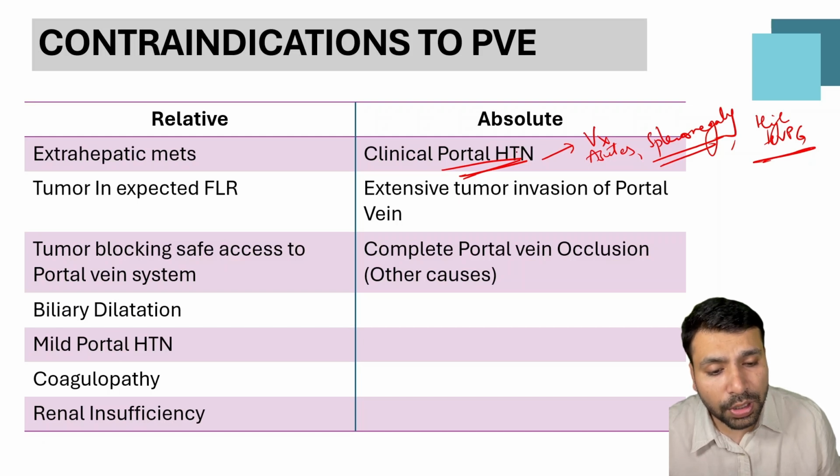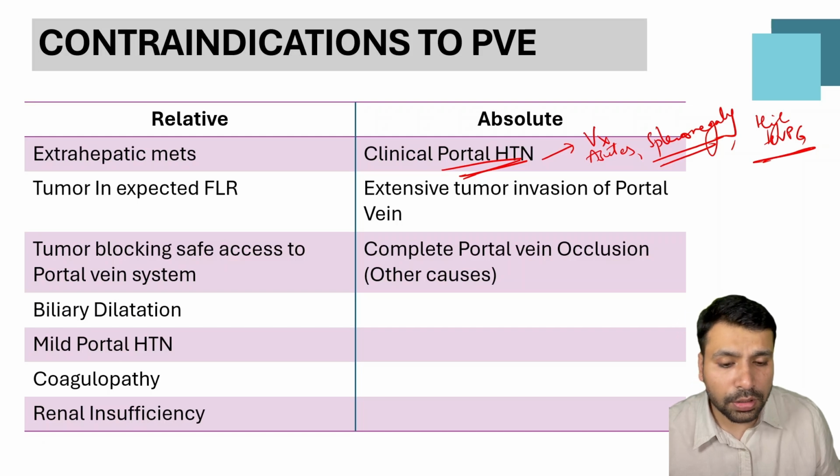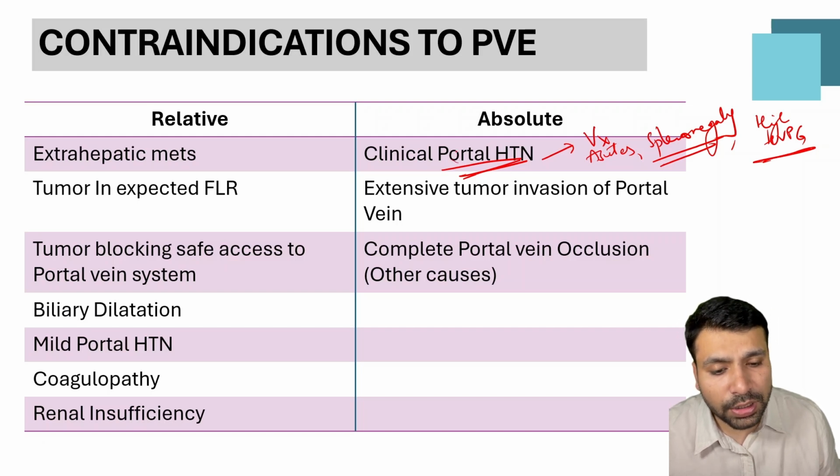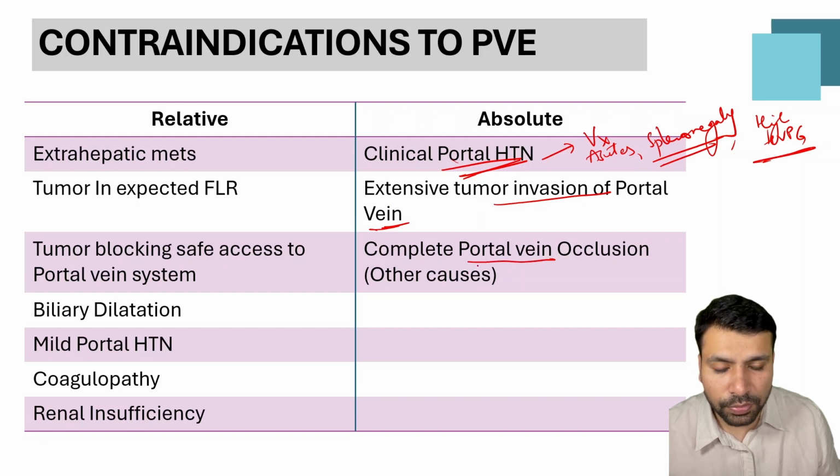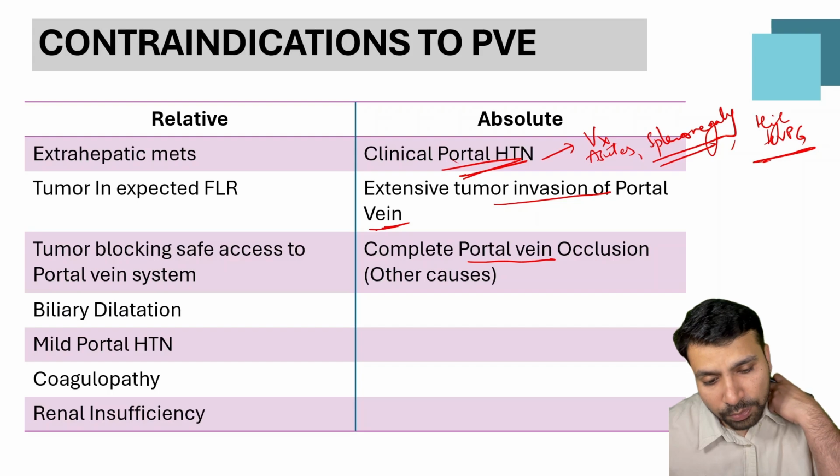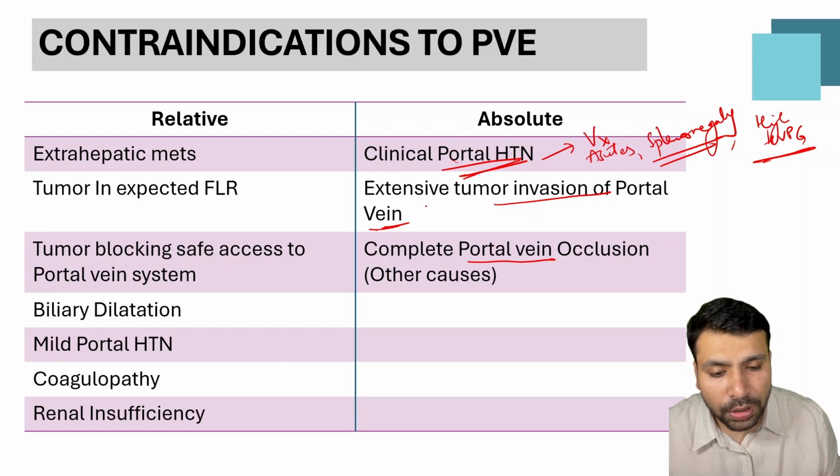Because now all the blood will drain into these collaterals and will increase ascites, cytopenia, variceal bleeding. So please never do portal vein embolization in clinically significant portal hypertension, or extensive tumor invasion of the portal vein, or complete portal vein occlusion from other causes, like extrahepatic portal vein obstruction or portal vein thrombosis of that type. In all these conditions, portal vein embolization is absolutely contraindicated.